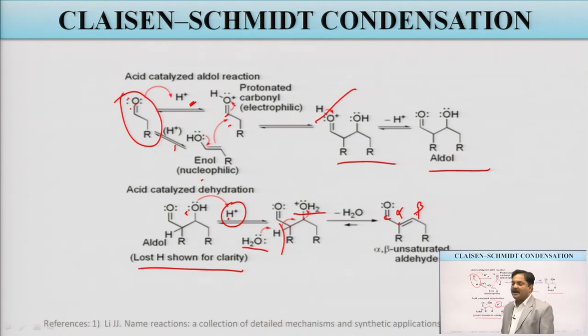So I mean to say that Claisen-Schmidt condensation reaction can be done in two ways. One, by utilizing base as a catalyst. In the second way, by utilizing acid catalyst. Okay, in both ways, in the first step aldol formation is taking place, the formation of aldol occurs. In the second step, dehydration occurs. Okay, in the last we will get alpha beta unsaturated aldehyde as a product of Claisen-Schmidt condensation reaction.